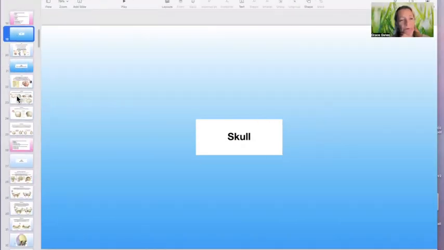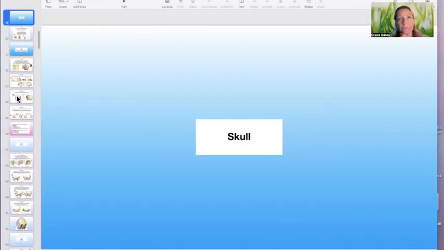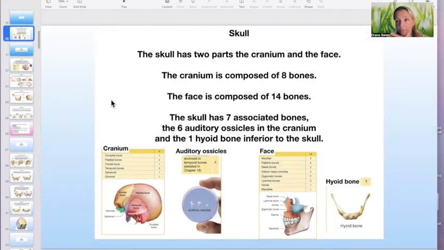Okay, so let's get started with the axial skeleton, the skull. The skull has two parts, the cranium and the face, which I already started talking about. The cranium is composed of 8 bones that make a complete bony eggshell around the egg of the brain.